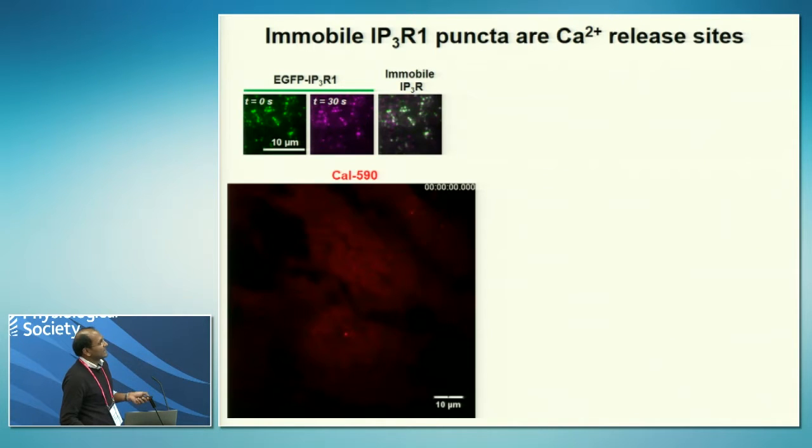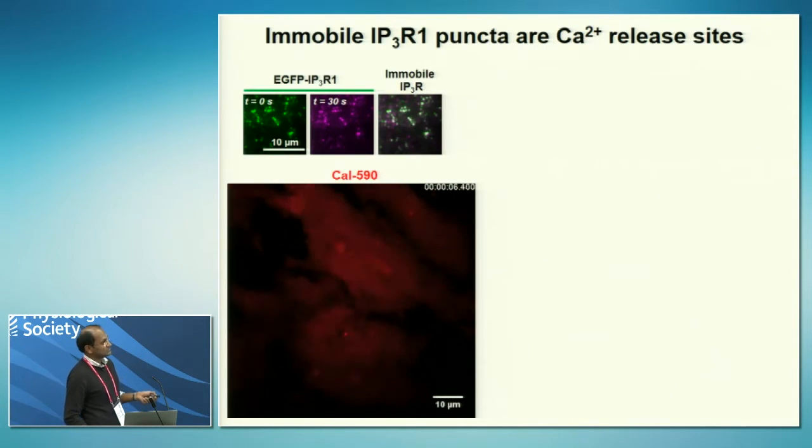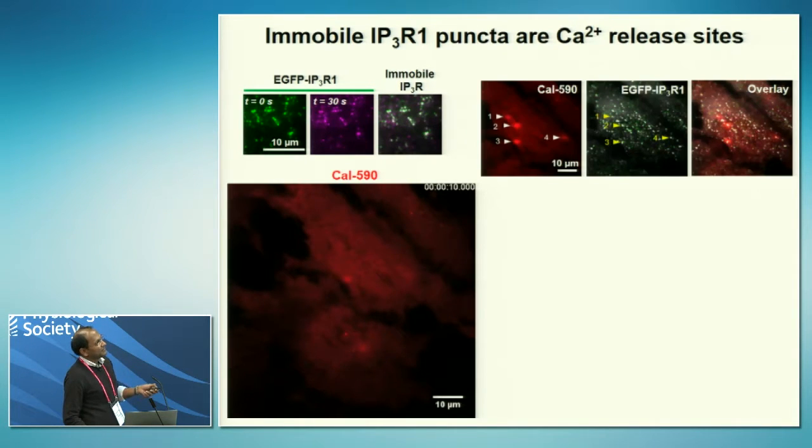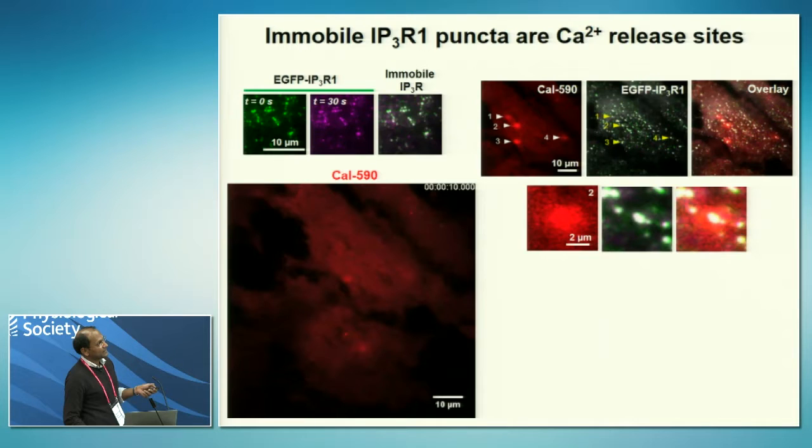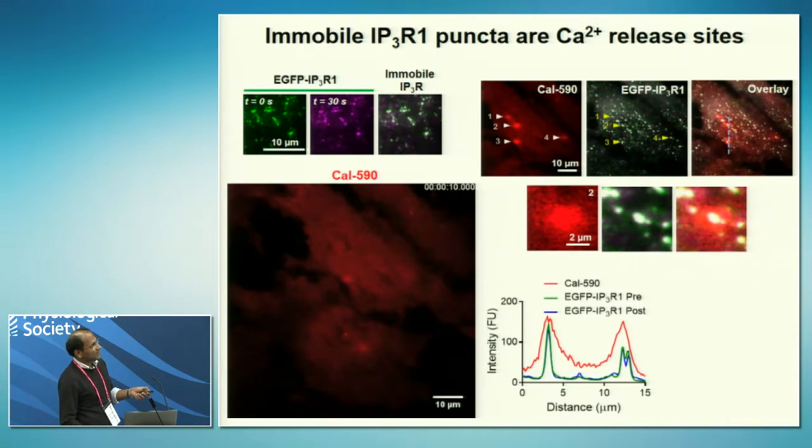And then I used a red calcium indicator, Cal590, to study the calcium signals after histamine treatment. So histamine evokes these discrete calcium release puff events in the cell, and these calcium release puff events co-localized with immobile IP3 receptors. And for clarity, I have just highlighted one of these spots here. There's a calcium release event, an immobile IP3 receptor, and here is the co-localization. And this is also confirmed by a plot profile along this line. It is the immobile IP3 receptor, and that's where calcium release happens.